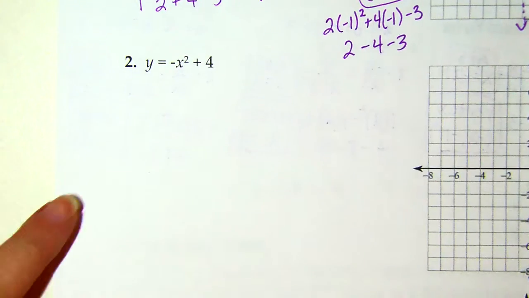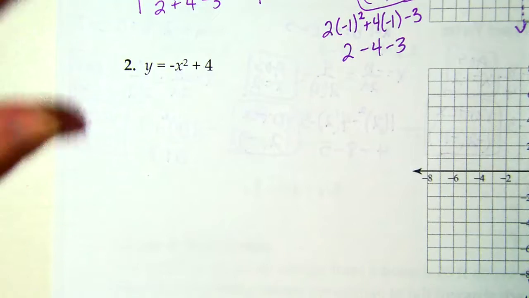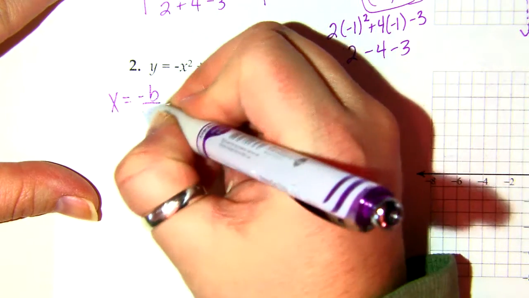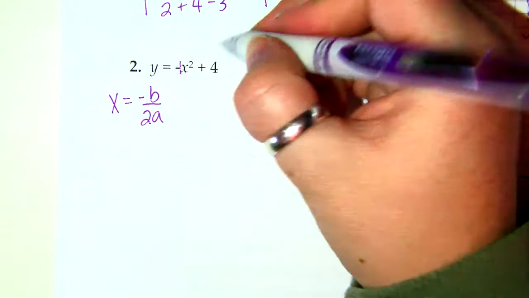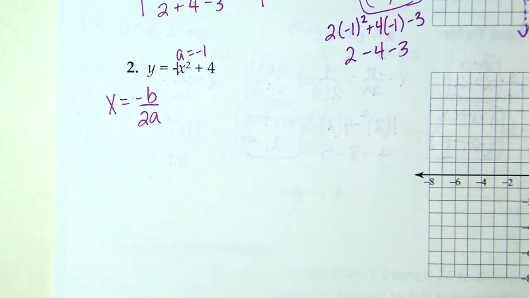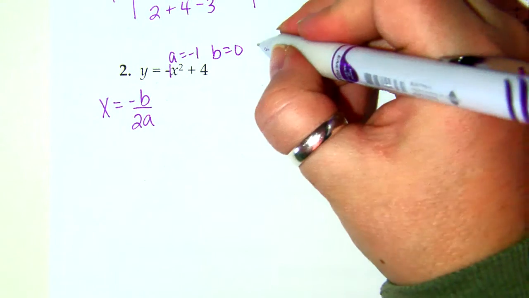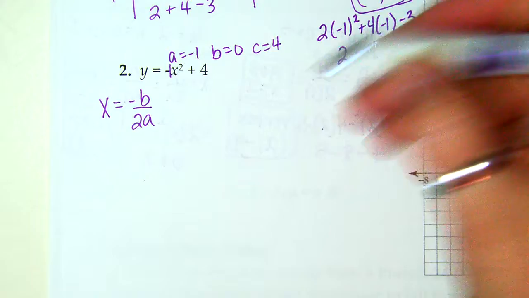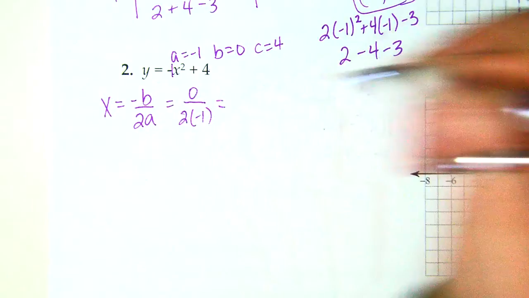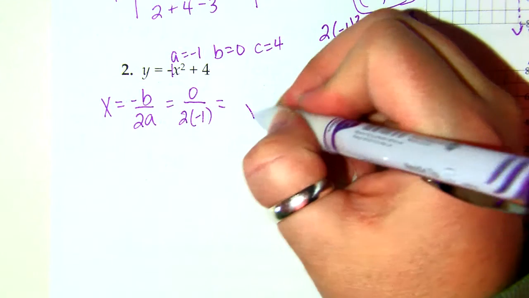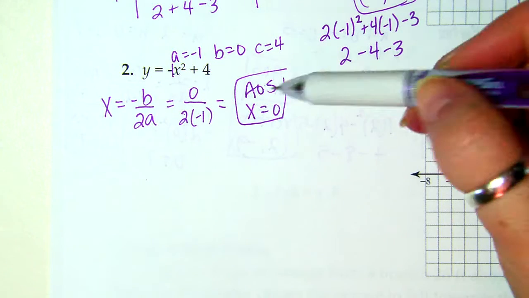So first, if you want to make a table now or find the AOS now, it doesn't really matter. I'm just going to go ahead and find the AOS. So here's the formula. A is in front of x squared, so that's a -1. B is in front of x. There isn't one, so that's a 0. And then C is the number without any x's on it. So when I plug into the formula here, B is 0, 2 times A, which is -1. So again, anything with 0 on top, you just get 0. So that's the AOS.